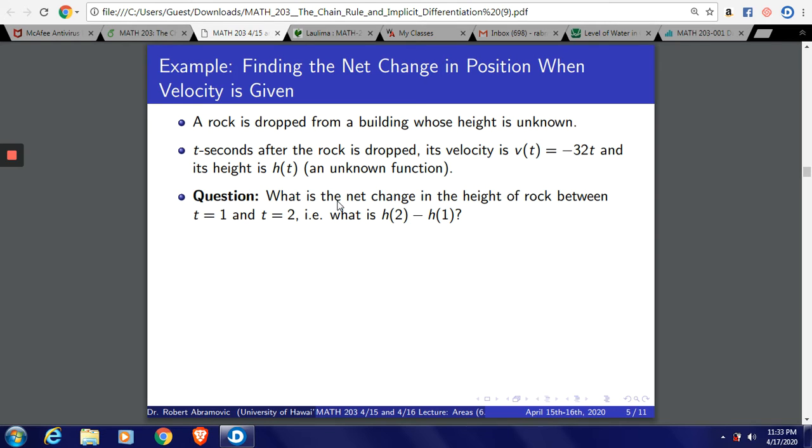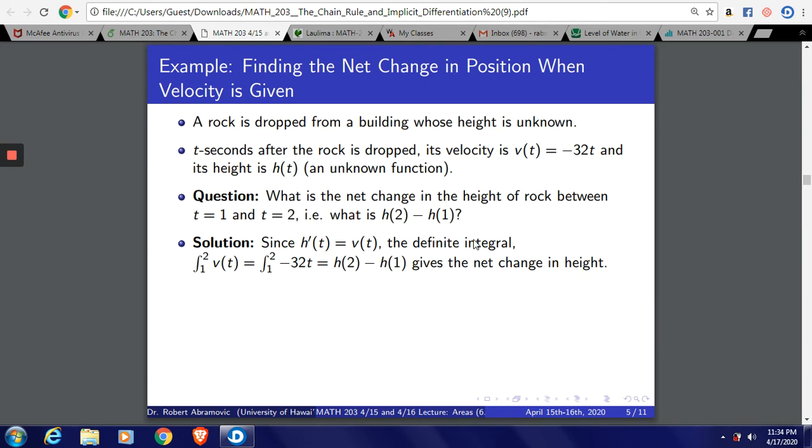Remember, h is an unknown function, but we can still compute this net change, h of 2 minus h of 1, using the definite integral. How do we do that? Well, we put the definite integral from 1 to 2 of the velocity, v of t, and we compute. Now, there should have been a dt here. The definite integral from 1 to 2 of v of t equals the definite integral from 1 to 2 of negative 32t. And what do we get? We get h of 2 minus h of 1, and that gives the net change in height, right? The height of the rock after 2 seconds minus the height of the rock after 1 second.